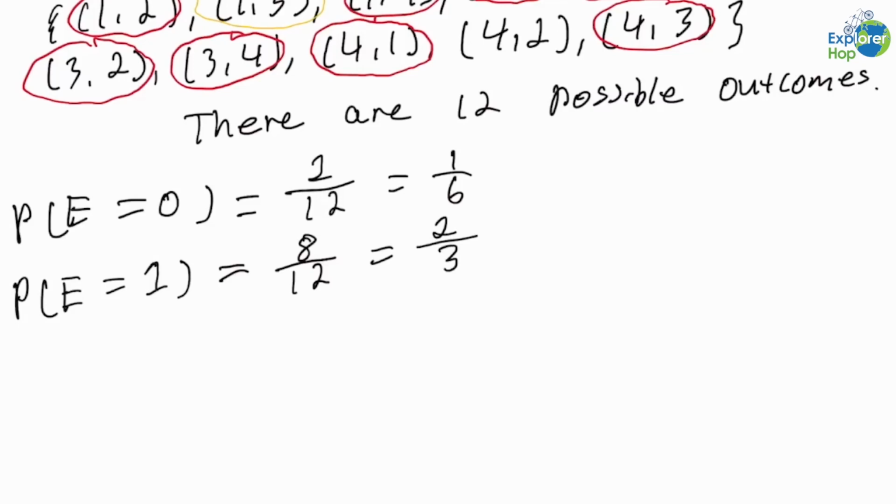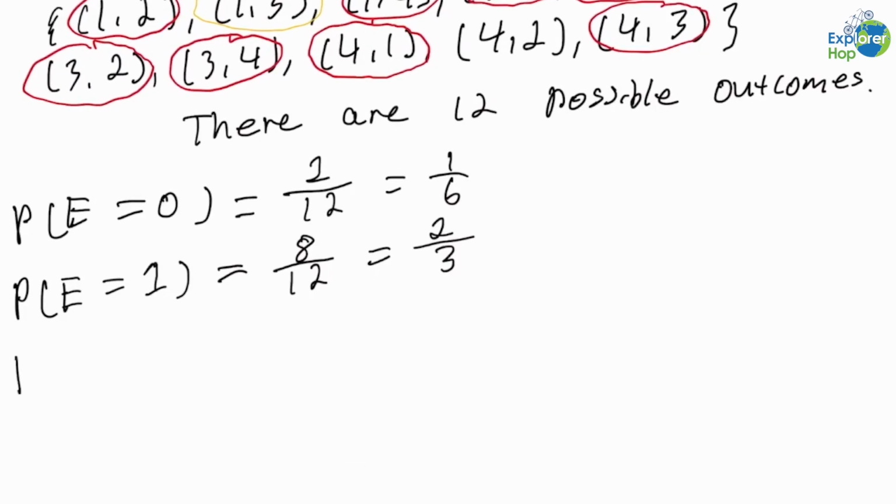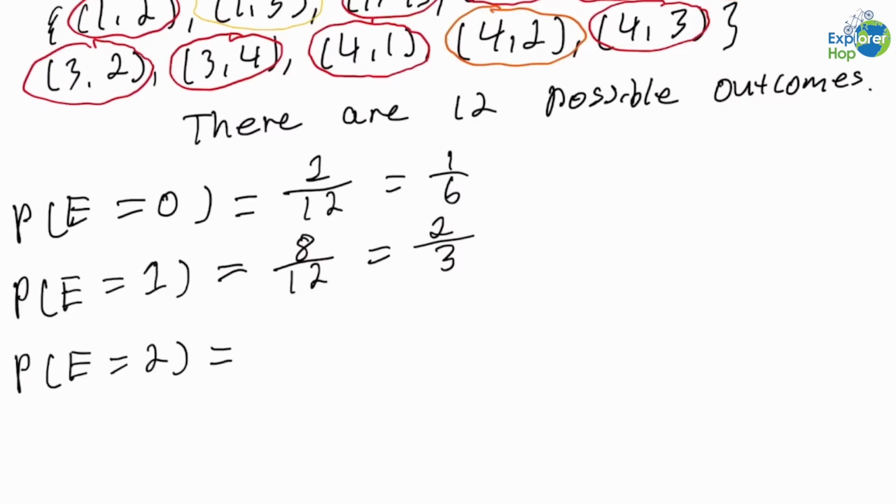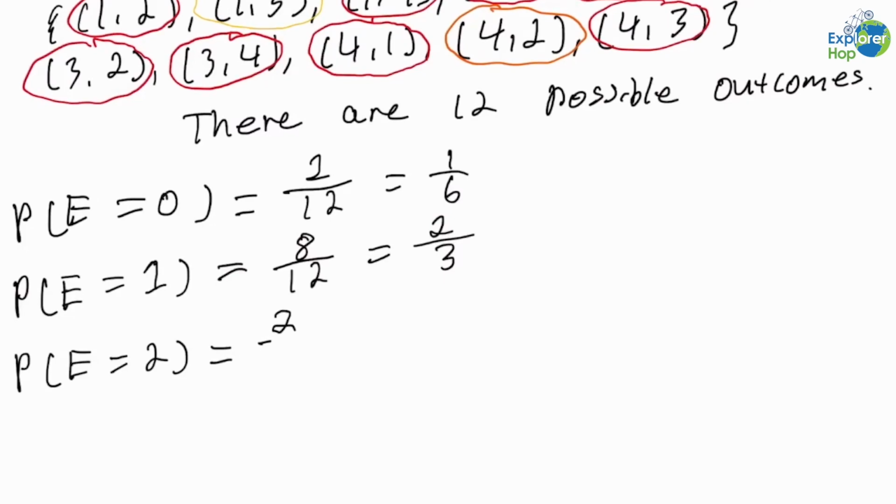Now let's find the probability of E being equal to 2, which is the probability of having 2 even numbers. And we can see that the 2 remaining outcomes in the sample space, so this outcome over here and this outcome over here, have 2 even numbers. Thus, the probability of E being equal to 2 is therefore equal to 2 over 12, which is equal to 1/6.